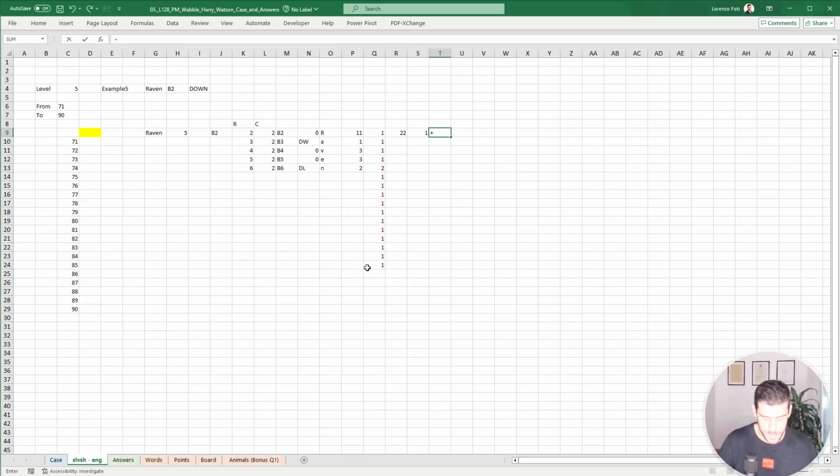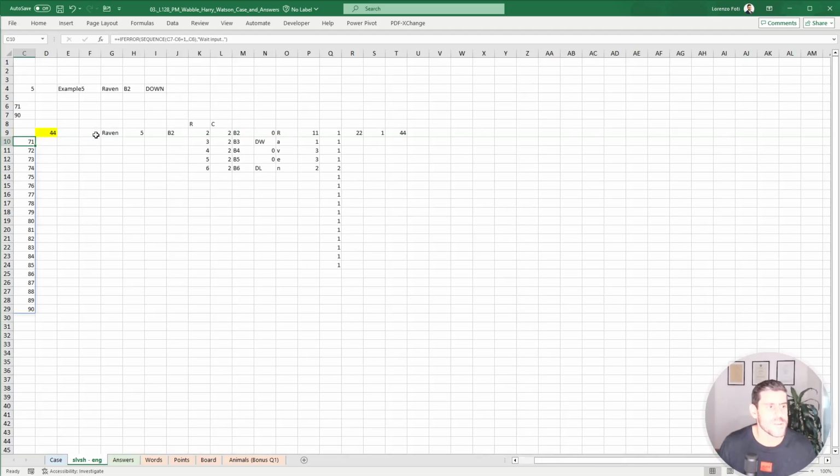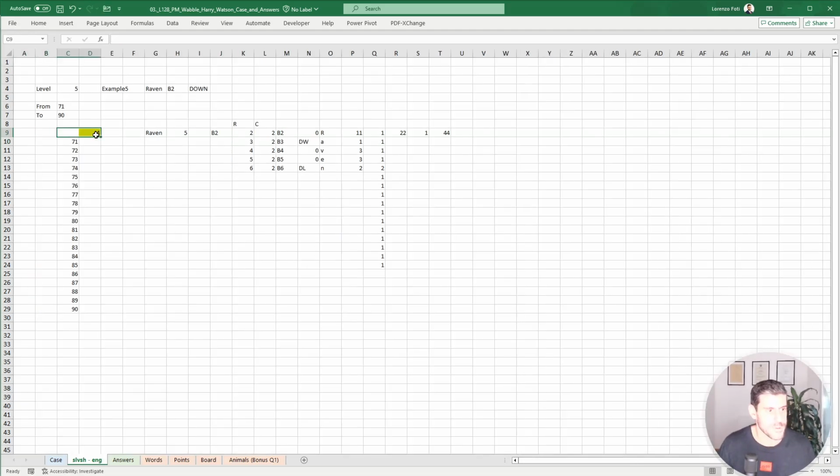Okay, and so I want to do this times 2 to the power of this 44, which is actually right. Let's try to go like this. Let's see what happens. Not fully sure this is right. Yeah, in fact we have problems.